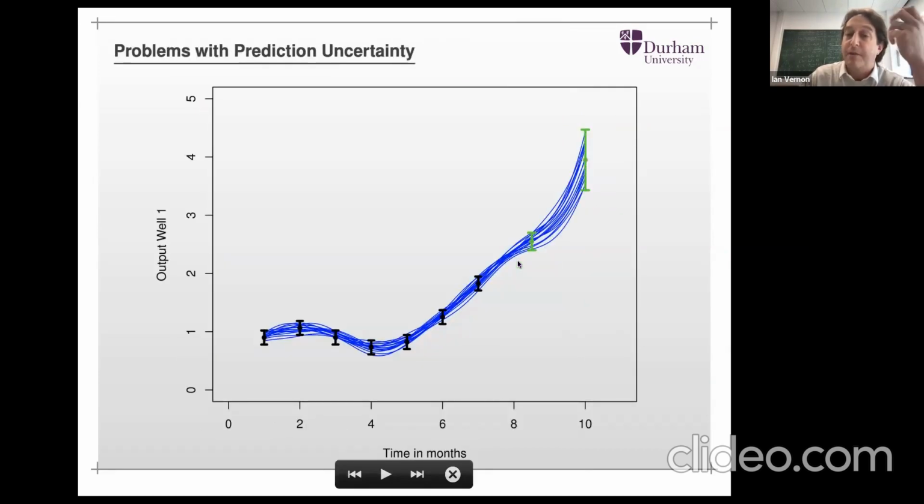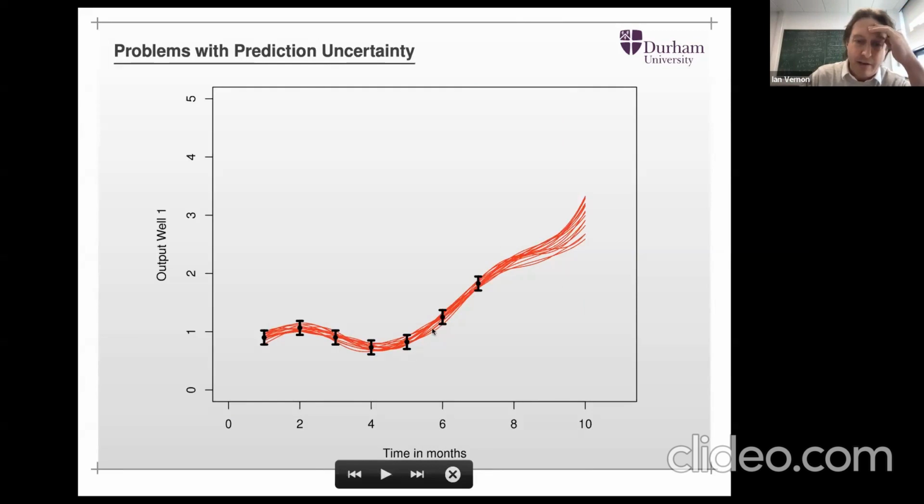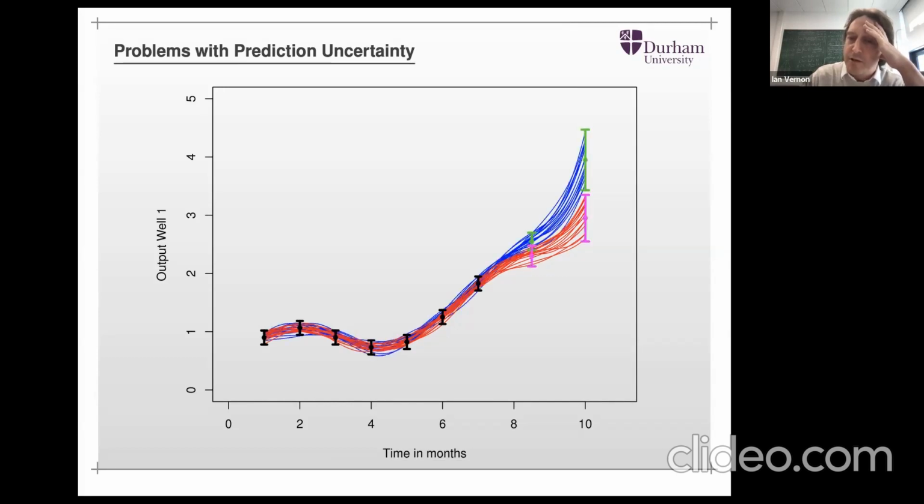But what happens if I did find the red dots? The red dots look like this. They match the data as well. But when I run them into the future, they give different predictions. They do different stuff. And they would give me these predictions here. Blue predictions, red predictions. They give me quite different results. So the problem is that I had all these viable fits to the data, but if I only find some of them, this greatly biases and affects my future predictions.